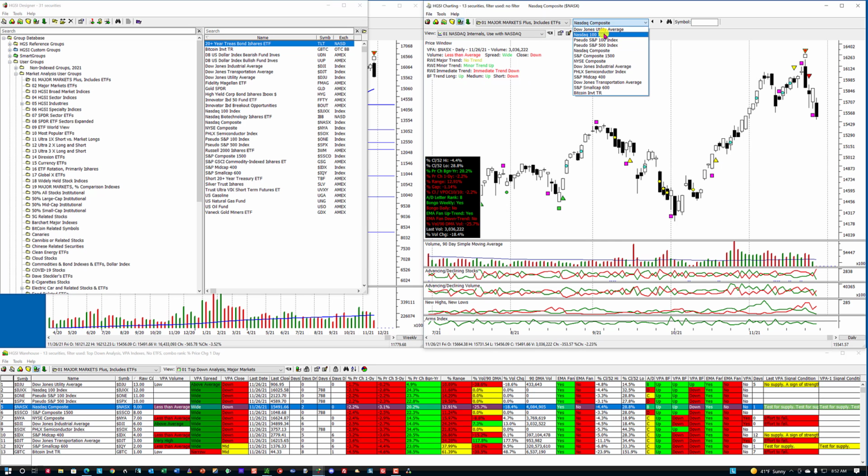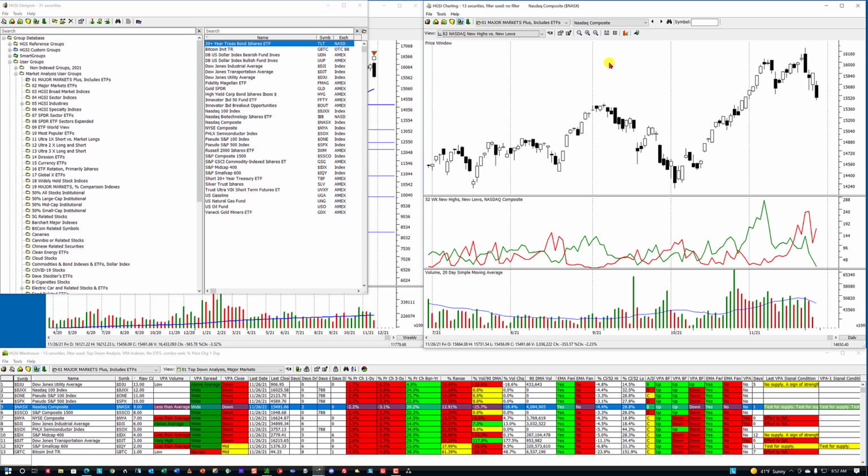Now, if I drop down, I'm sorry, I went to the wrong place. If I drop down to this one, we get a much better feel for the new highs versus the new lows. And once again, alternate I brings this up. New highs 11, new lows 163.